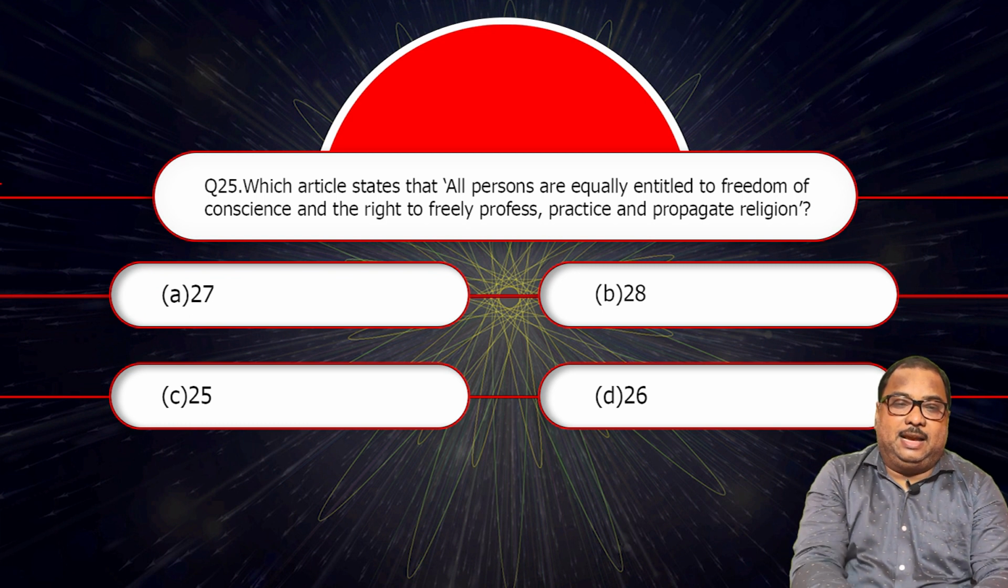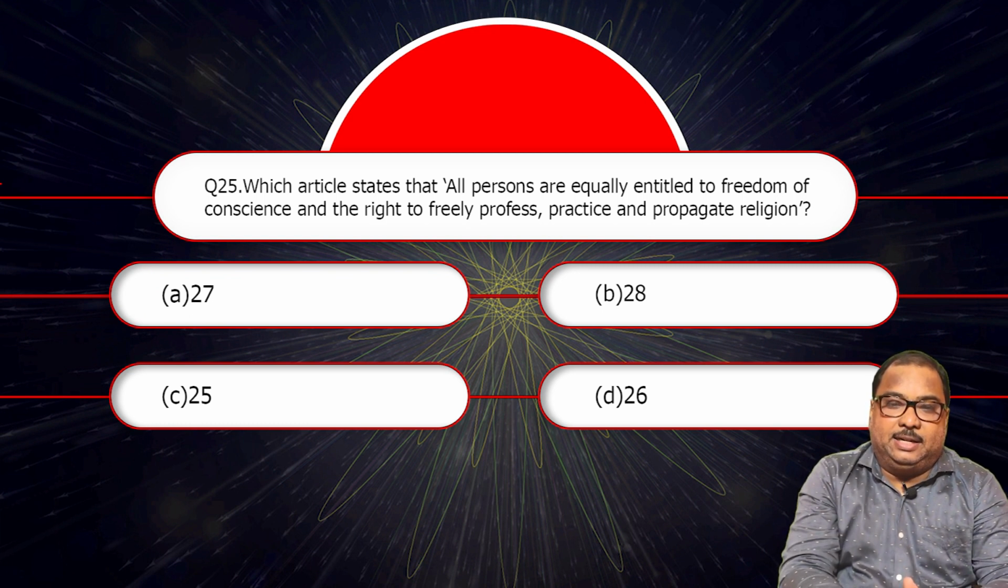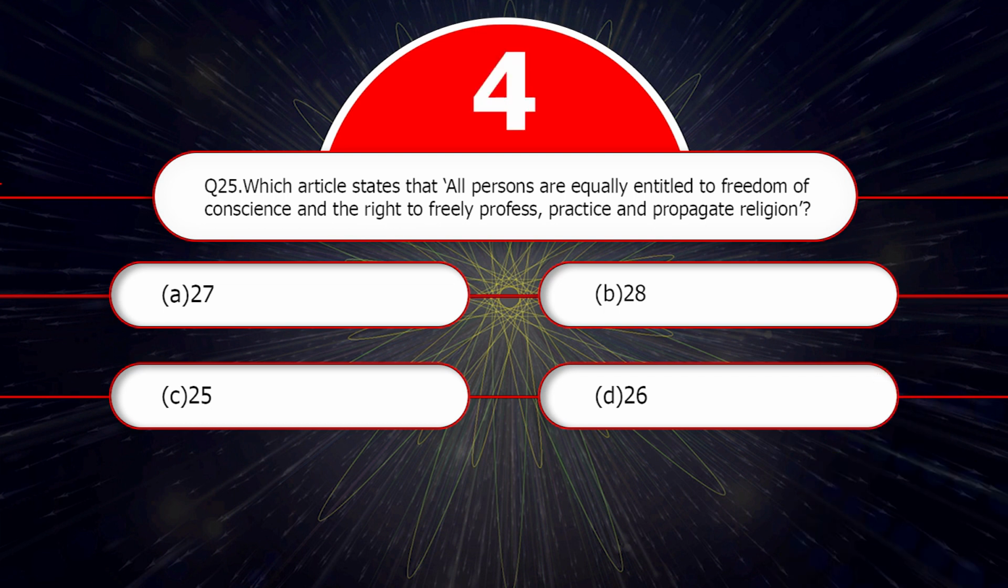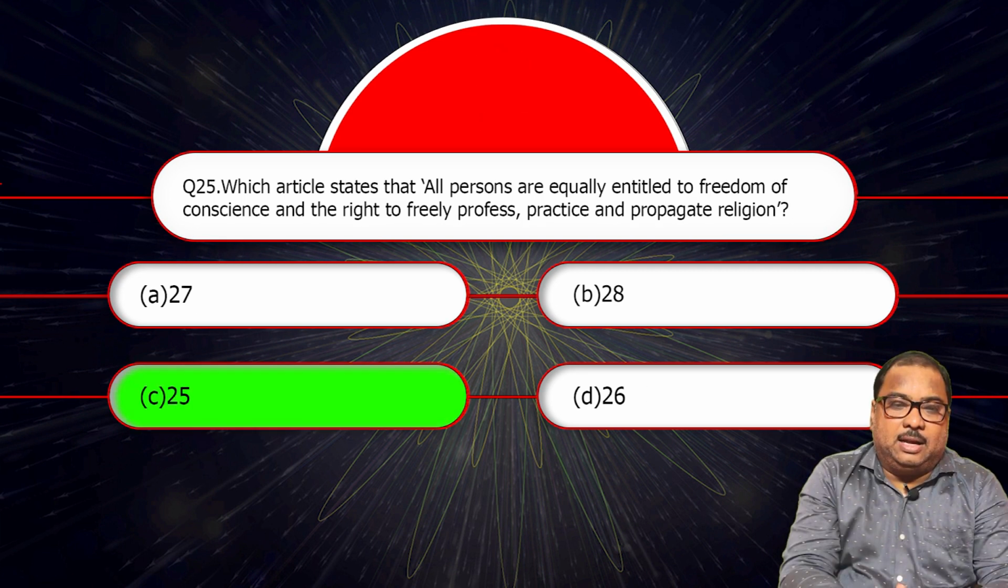Which article states that all persons are equally entitled to freedom of conscience and the right to freely profess, practice and propagate religion? Option A, 27, option B, 28, option C, 25, option D, 26. Your time starts now. The correct answer is option C, 25.